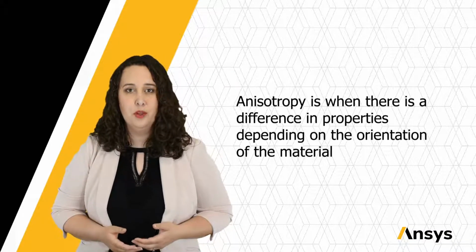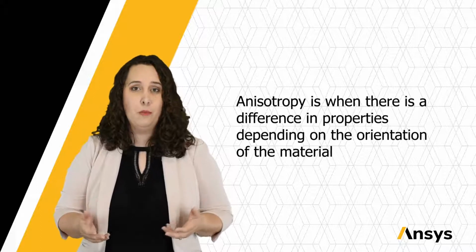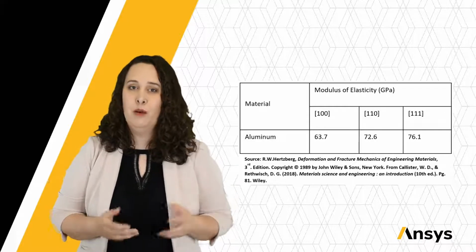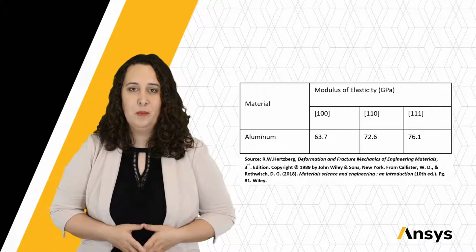If you saw our Introduction to Material Elasticity course, you were familiar with anisotropy when we talked about it for composites. Well, anisotropy can exist for metals and other materials too. It's when I have a difference in properties depending on orientation. Take, for example, aluminum. Aluminum has a different Young's modulus depending on what orientation I'm looking at. I show a table here with 3 common orientations in metal systems.